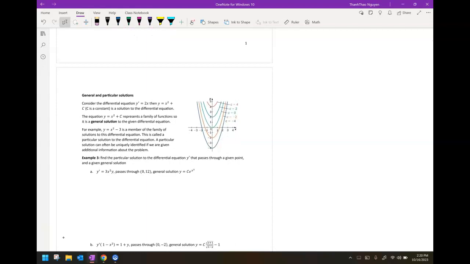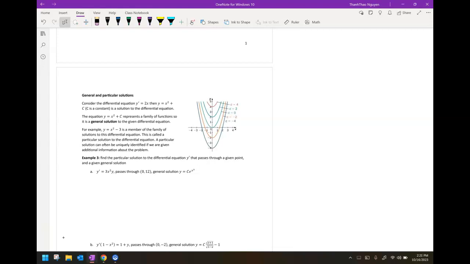Consider the differential equation y prime equal 2x. If you integrate both sides, y equals x squared plus c, where c is a constant, and it is a solution to the differential equation. The equation y equal x squared plus c represents a family of functions, so it is a general solution to the given equation. If now I just say let y equal x squared minus 3, then y equal x squared minus 3 is a member of the family of this solution.